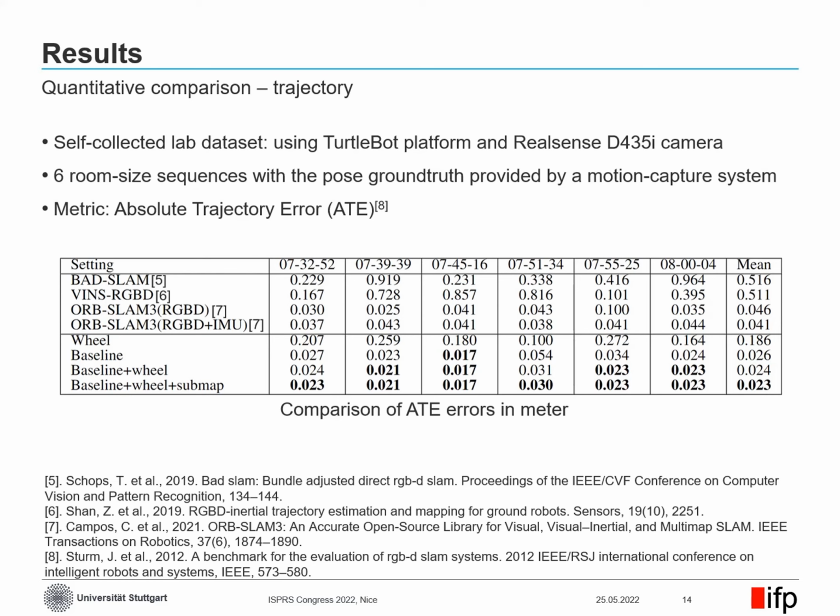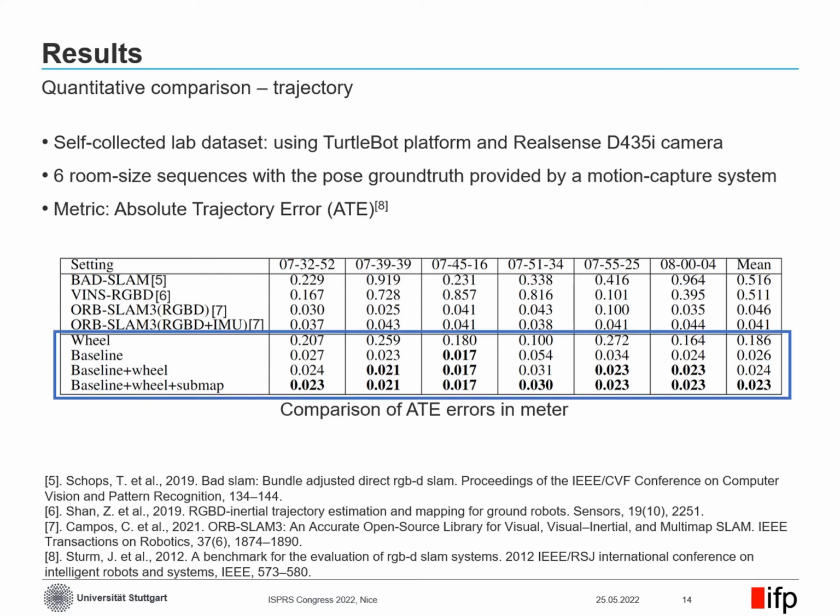Now I would like to present our experimental results. We collected our own dataset using a Turtlebot platform and a RealSense camera. 6 room-size sequences were collected with the ground truth provided by the motion capture system. The metric used is the absolute trajectory error. As the table below shows, our extension with the wheel encoders and submap registration reduces the mean errors. In comparison with the state-of-the-art methods, our accuracy is also favorable.